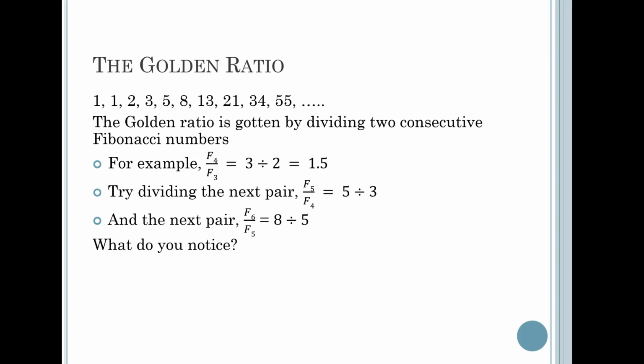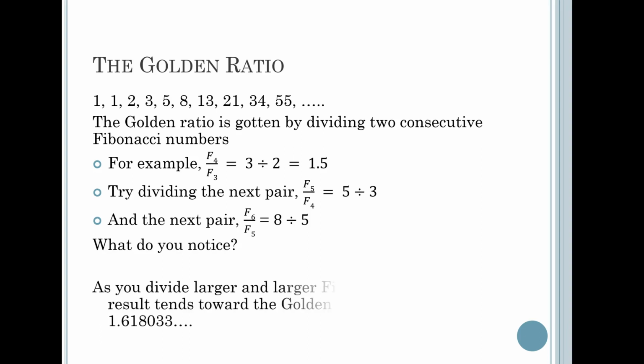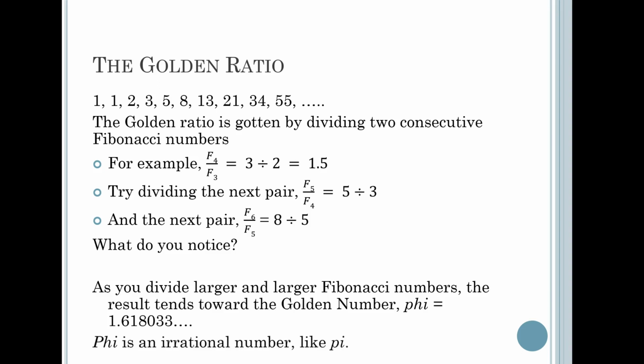So what do you notice is going on with those results? As you divide larger and larger Fibonacci numbers, you should be getting 1.6, 1.66, and then it goes down, goes up. It tends towards the golden number phi, which is 1.618033, goes on and on and on forever. It's called phi, and it's an irrational number like pi. Irrational, meaning that the decimal part goes on and on forever like that. There's no fraction of whole numbers that you can write to equal phi.